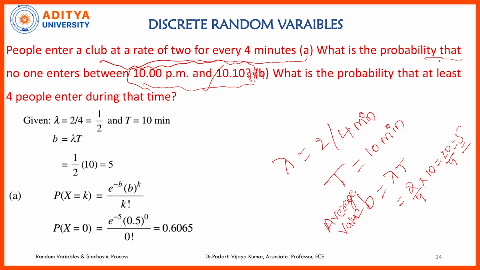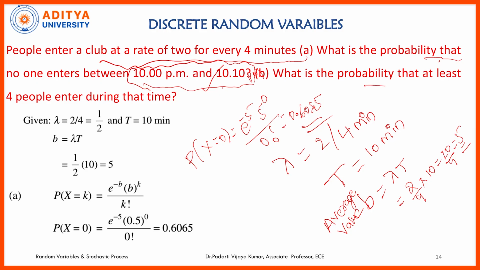Now, what is the probability that no one enters during this duration of interest? That means the probability of x equal to 0 is e power minus 5, 5 power 0 by 0 factorial. So there is a small chance over this interval of no one entering between 10 pm and 10:10 pm.